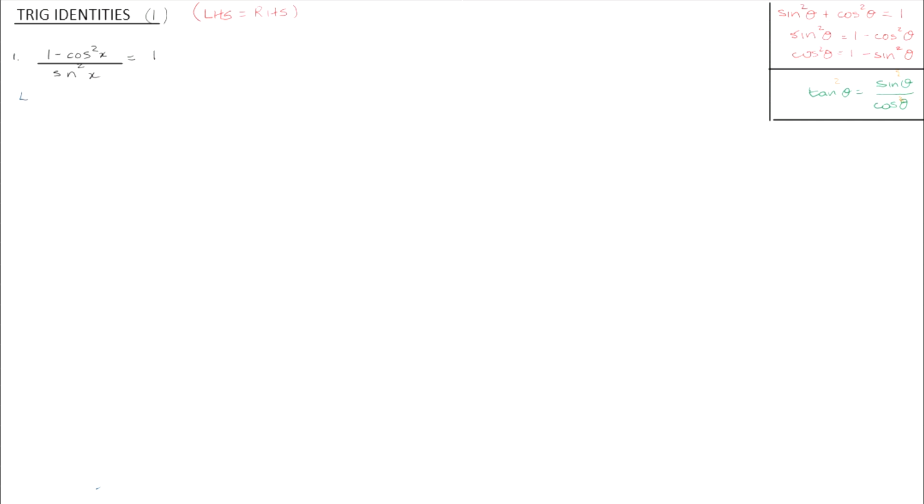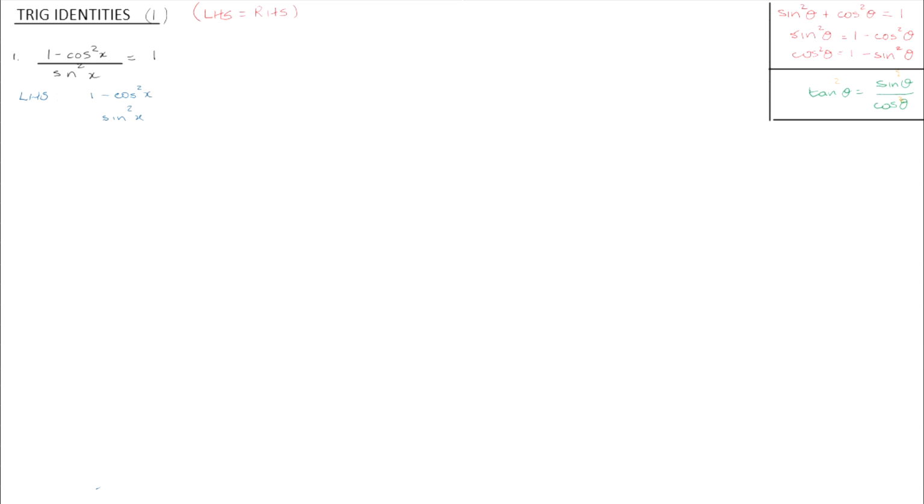Right, so the idea is to get the left-hand side equal to the right-hand side, or vice versa. The left-hand side is more complicated, so let's write it down. Do not use the equal to 1 any further in your question. You will lose marks if you do.